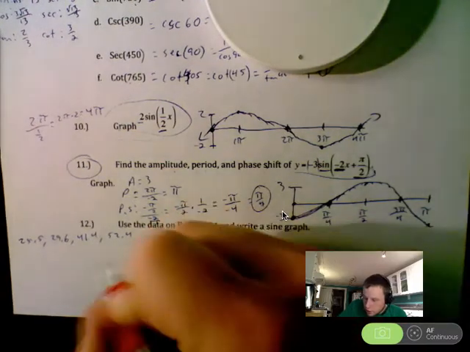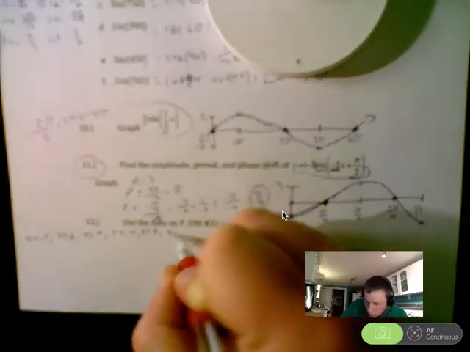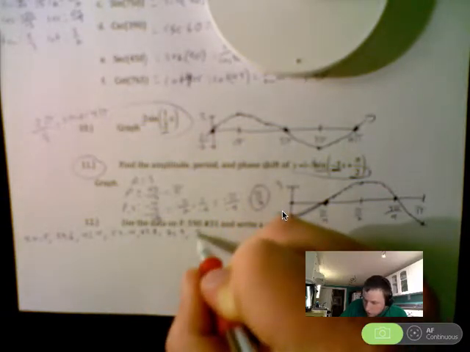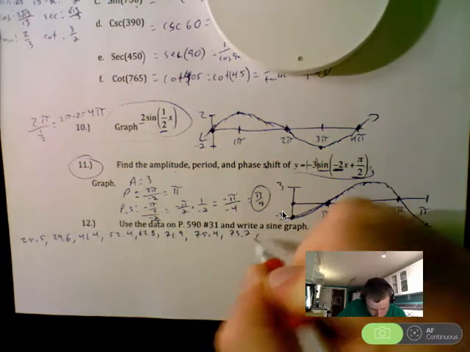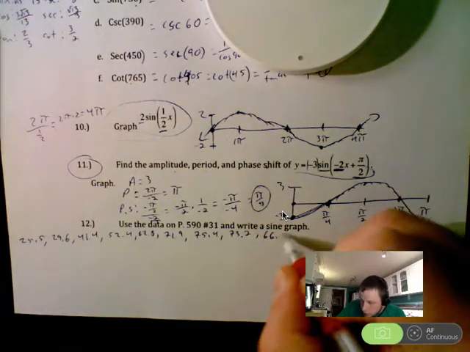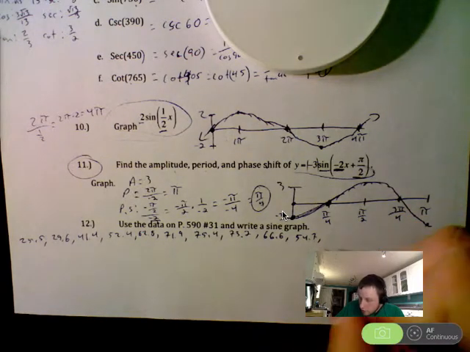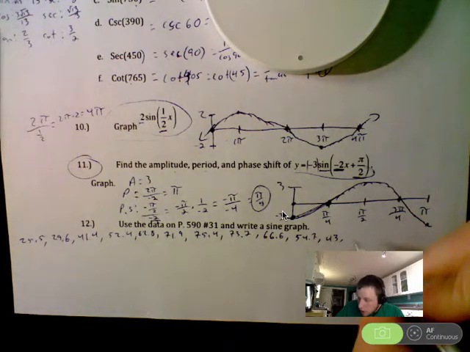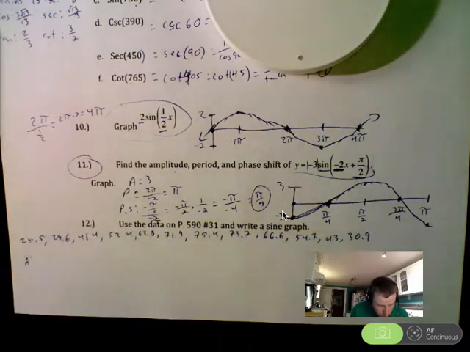Okay, 62.8, 71.9, 75.4, 73.2, 66.6, 54.7, 43, and 30.9. Now, first things first, to write this, we need to come up with our amplitude.